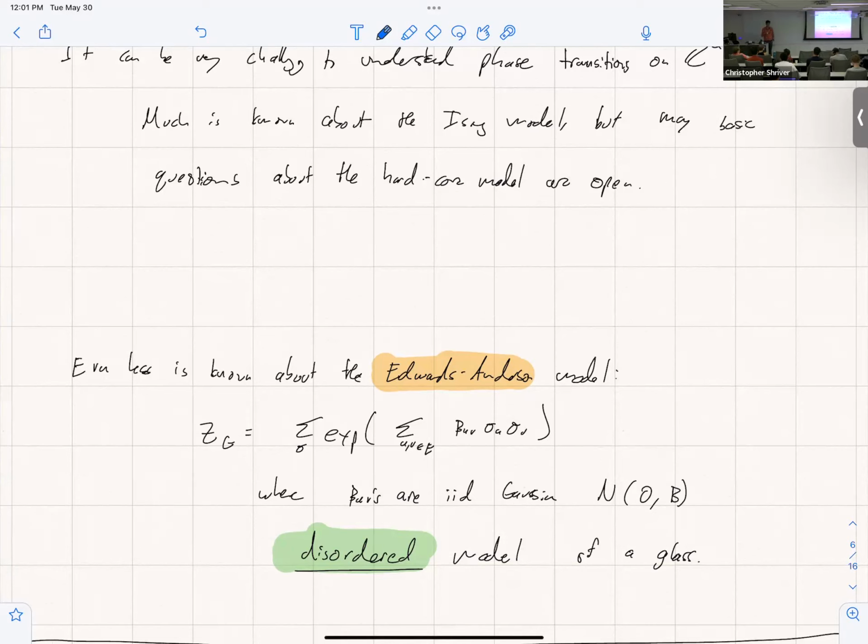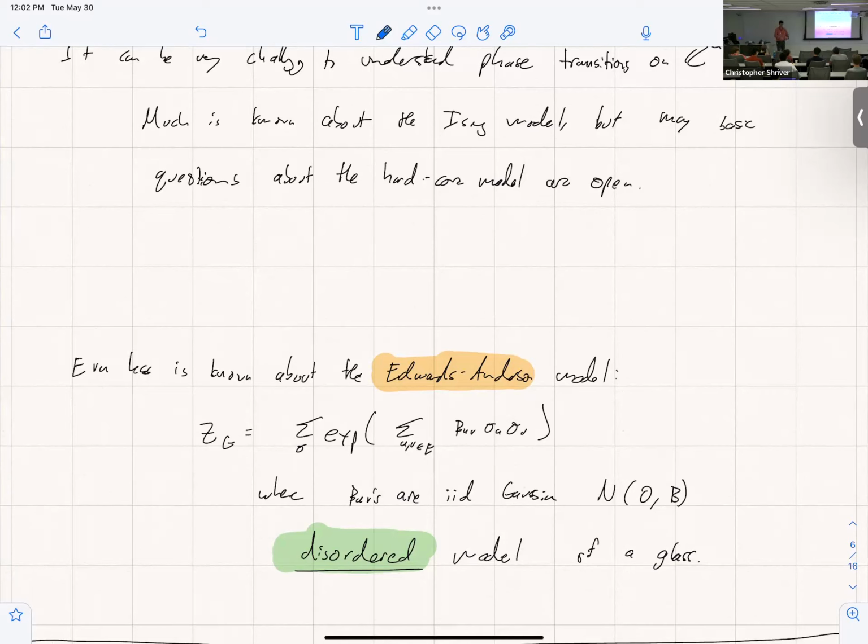Here you have plus minus 1 spins on Z2 or Zd, but the only difference is instead of putting a beta in front of the sum, you have a beta_uv in front of the sigma_u sigma_v for each edge. And this beta_uv is a random variable. It's a Gaussian, let's say mean 0 and variance B. Okay, but it could be positive or negative.